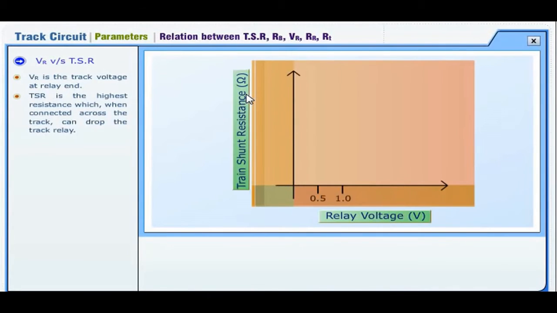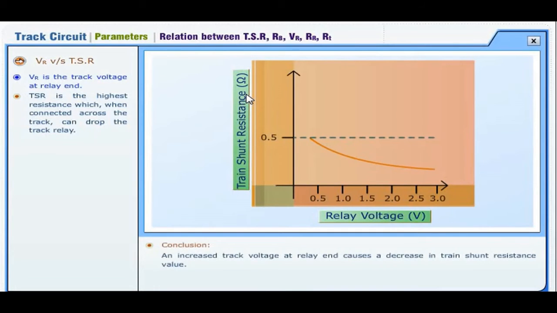VR versus TSR. VR is the track voltage at relay end. TSR is the highest resistance which, when connected across the track, can drop the track relay. From the graph given on screen, we can conclude that an increased track voltage at relay end causes a decrease in train shunt resistance value.